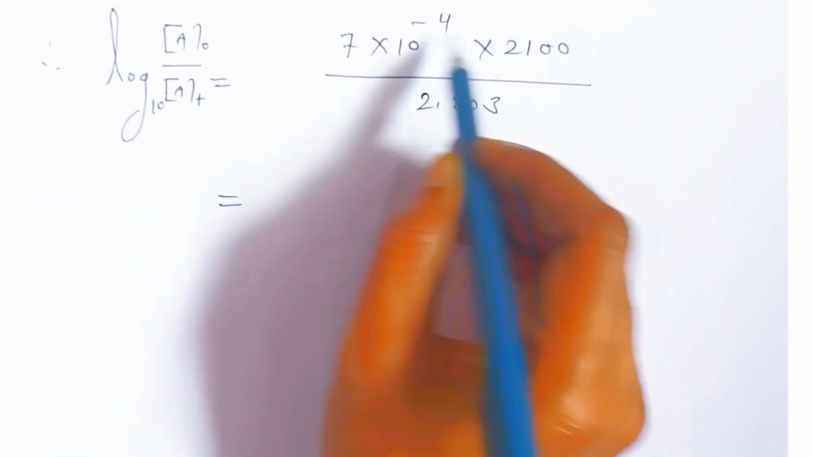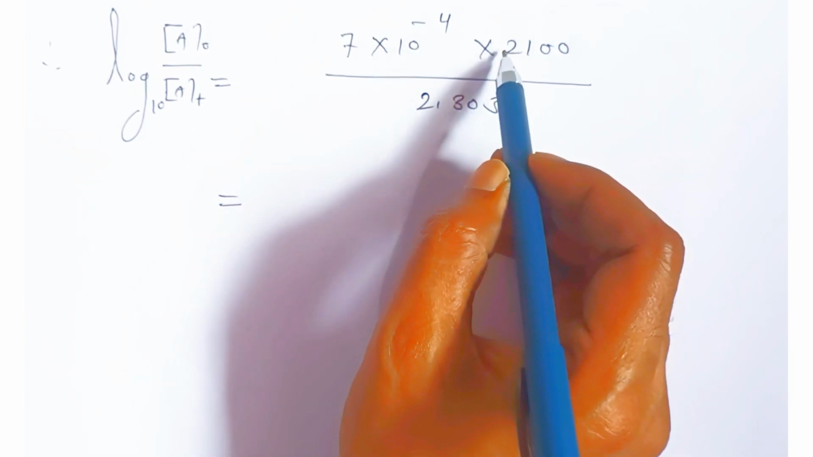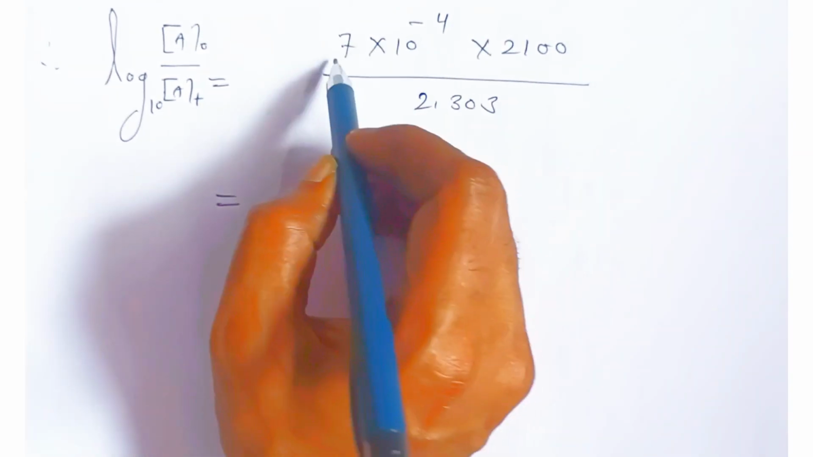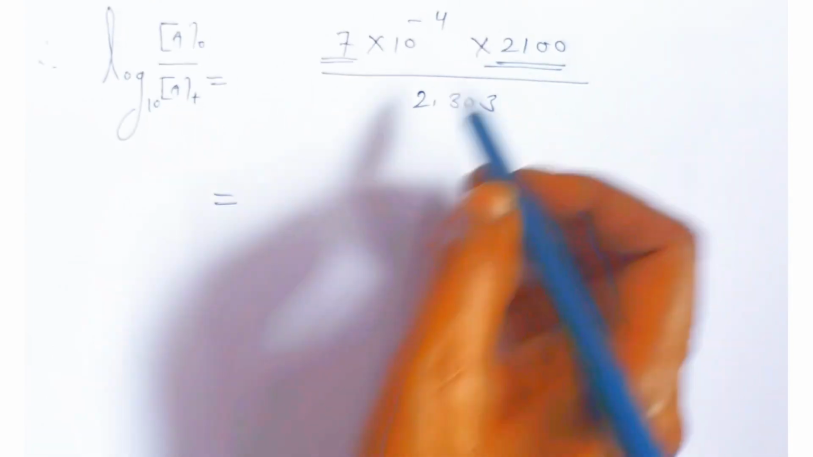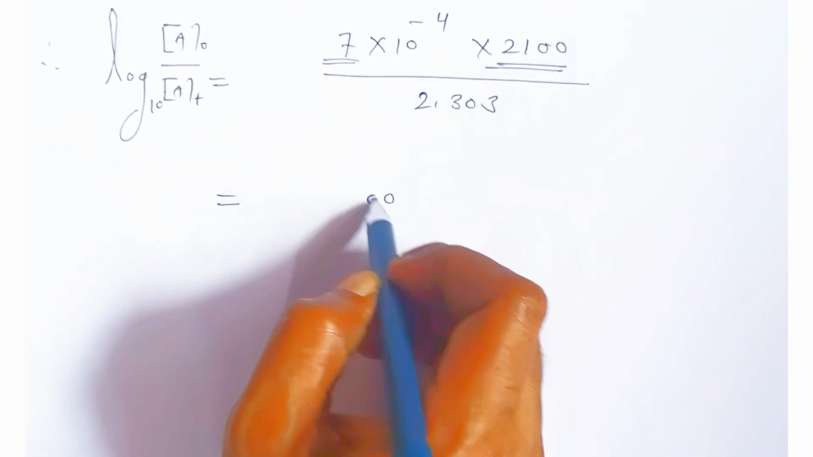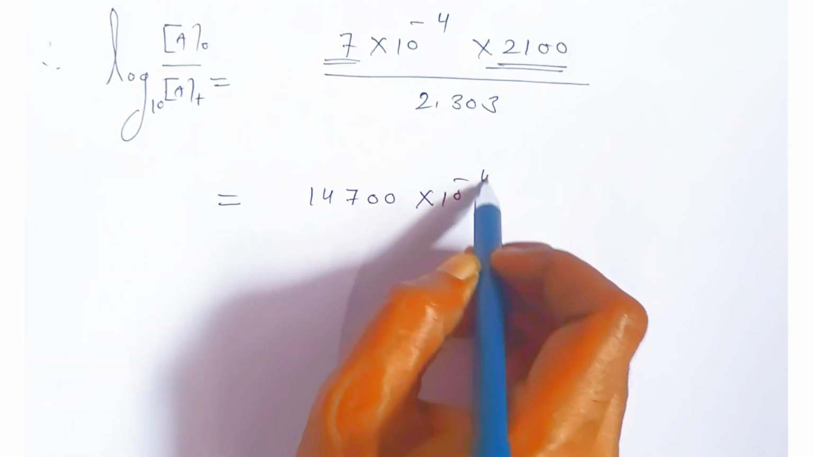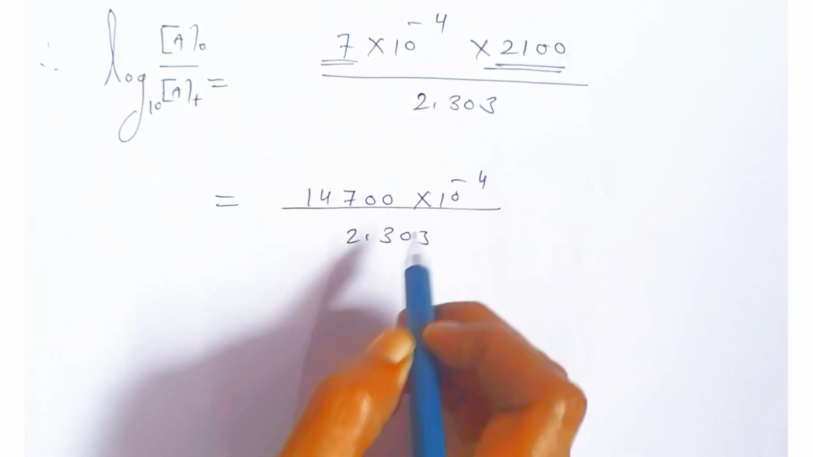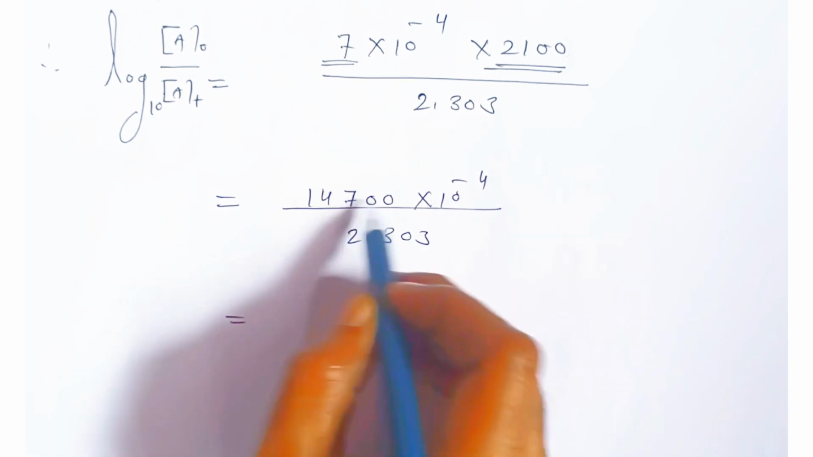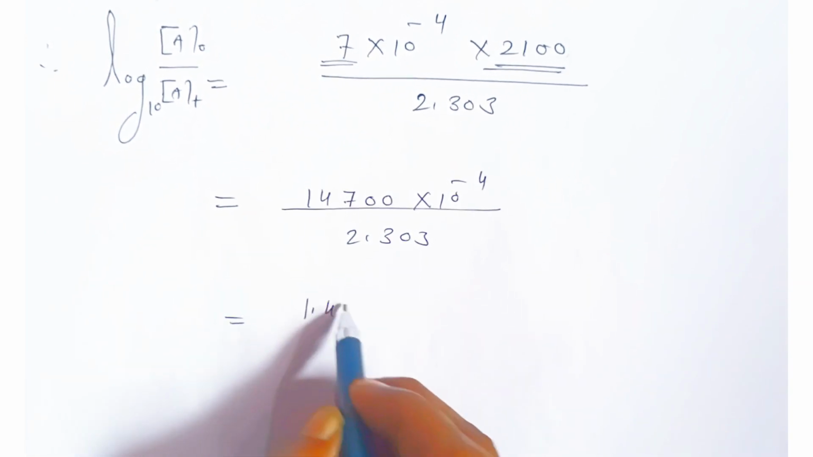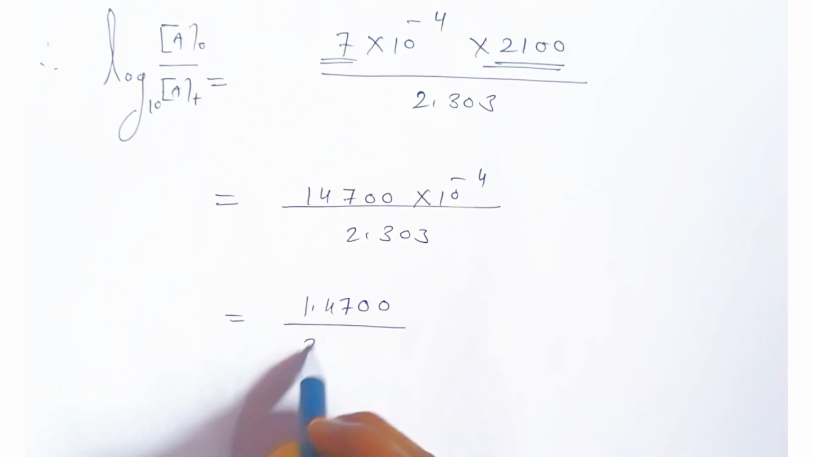Okay, students, now what happens? If you multiply, you can put the decimal here. If you multiply this number with this number, 7 zeros are 0, 7 twos are 14, into 10 raised to minus 4 upon 2.303. Now 10 raised to minus 4, if you multiply, students, the decimal you have to shift here, 1.4700 upon 2.303.